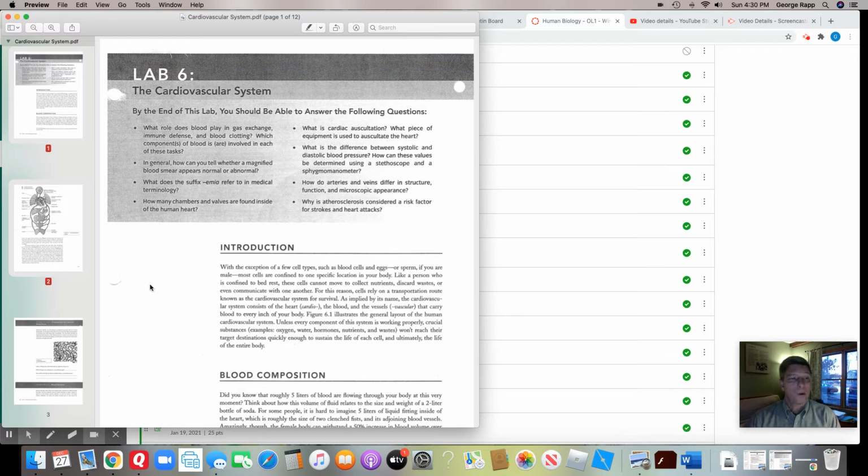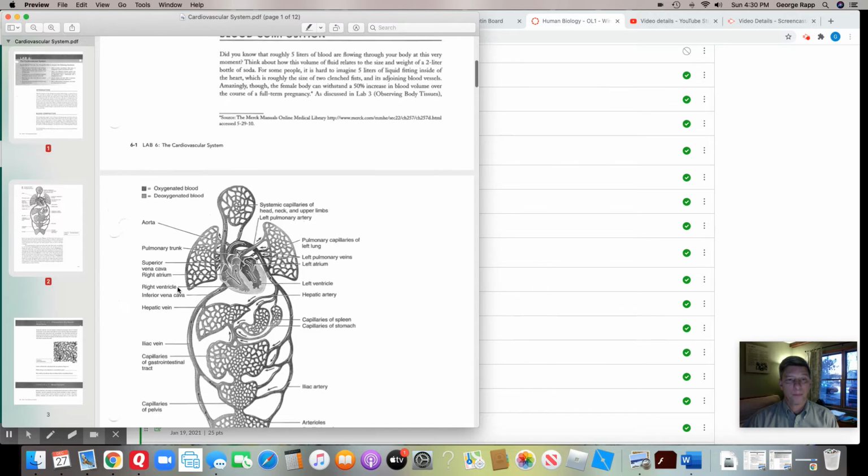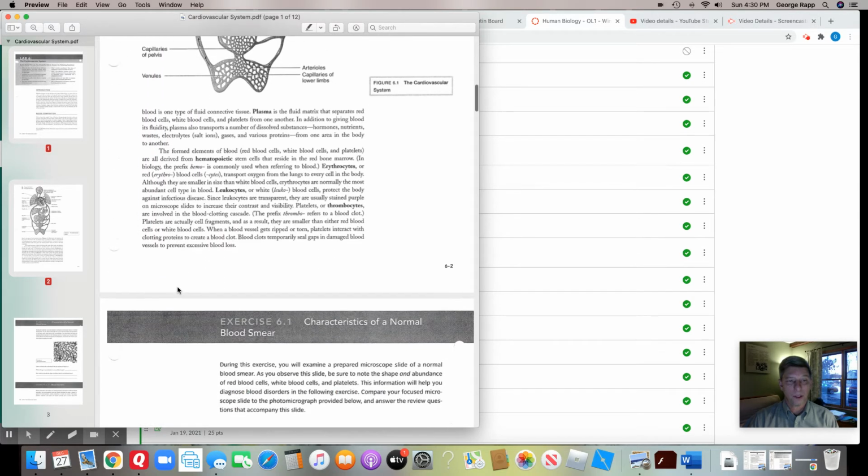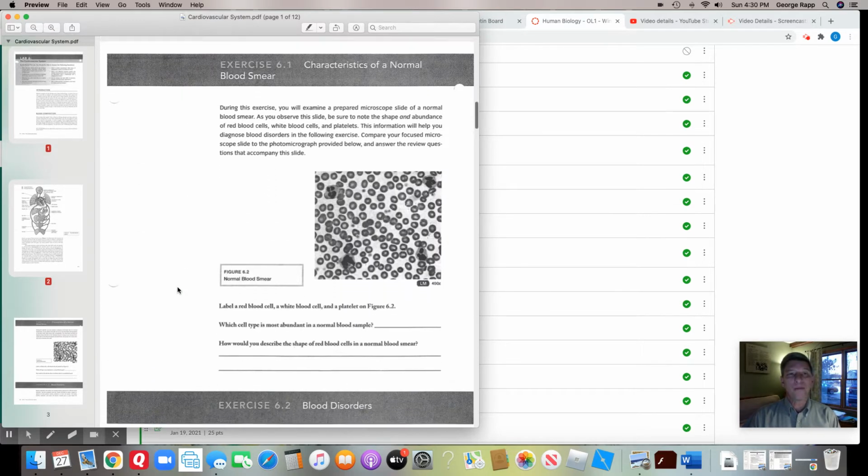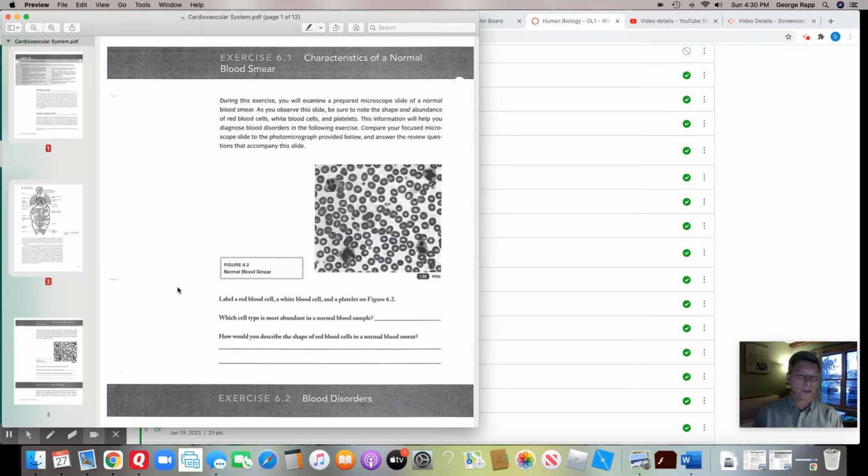Now, what I'd like you to do for this one is to read through the first couple of pages of information that are here. A lot of this will just be review or an extension of the things that we've talked about in chapters 5 and 6. But then there are several exercises that I would like you to complete. The first one is exercise 6.1, the characteristics of a normal blood smear. Here, you need to label this diagram. All right, you can see the instructions are written down here, and then answer these questions.